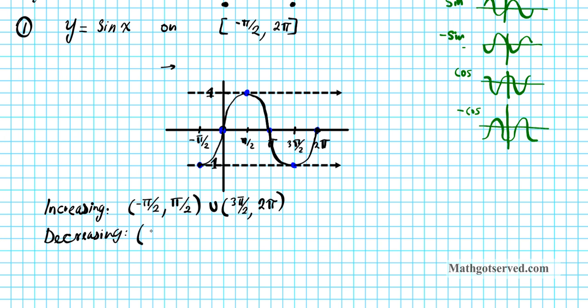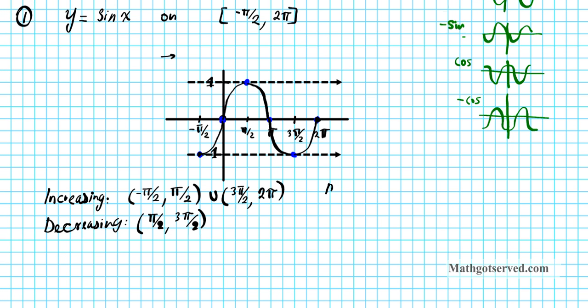All right, so from pi over 2 to 3 pi over 2. Next, let's look at the maximum and the minimum. Maximum is the highest point, the highest value that this function attains and where it happens. So we have a maximum at x equals pi over 2, and the value is y equals positive 1.